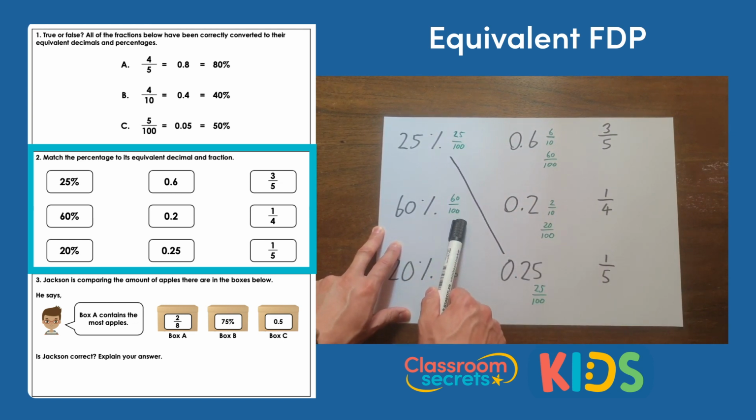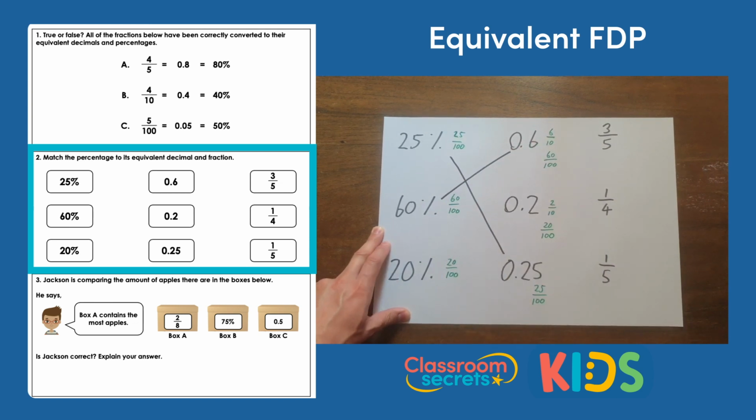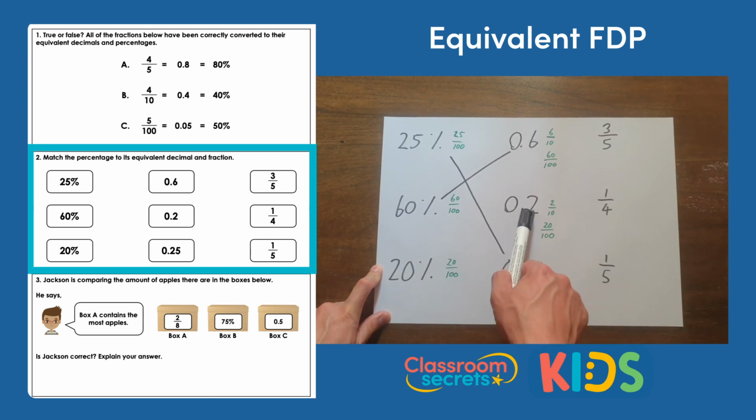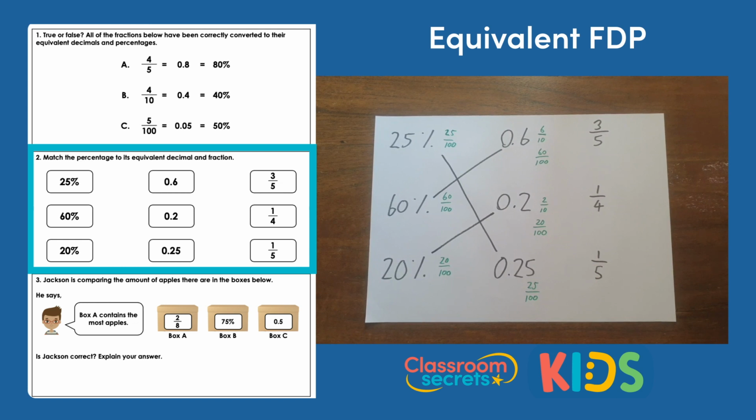6%, that's 60 over 100, that's the same as 0.6. Then we've got 20%, which is the same as 20 over 100, that's the same as 0.2. So now what's left to do is to match our decimals to the correct fraction.